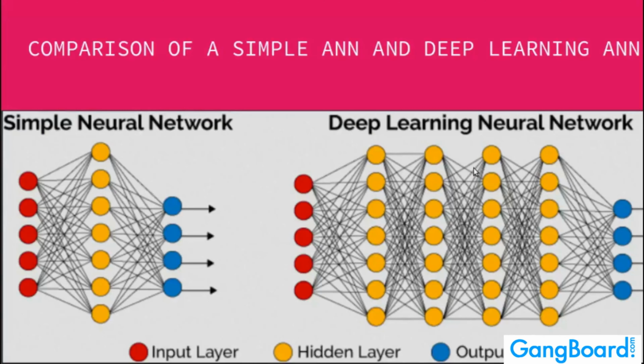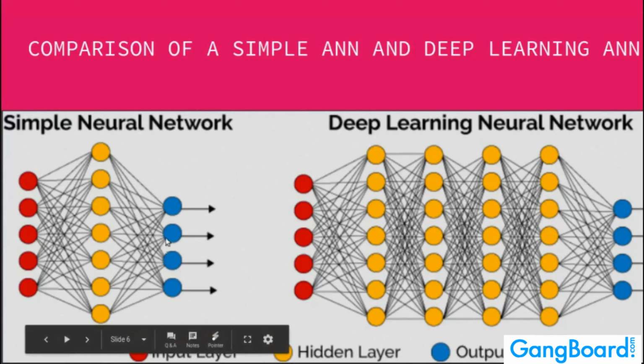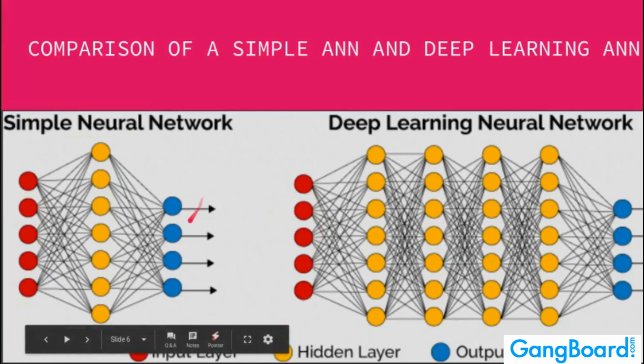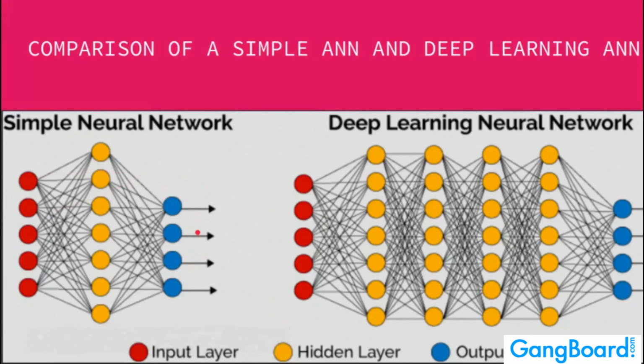Here you can see the representation of a simple neural network, which is a basic ANN, and here you can see a deep learning neural network. Like I mentioned, the red dots are the input layer in both examples, blue dots are the output layer, and the number of red dots and blue dots varies as per the number of inputs, whether it's a regression task or a classification task, and the number of classes in the classification task.